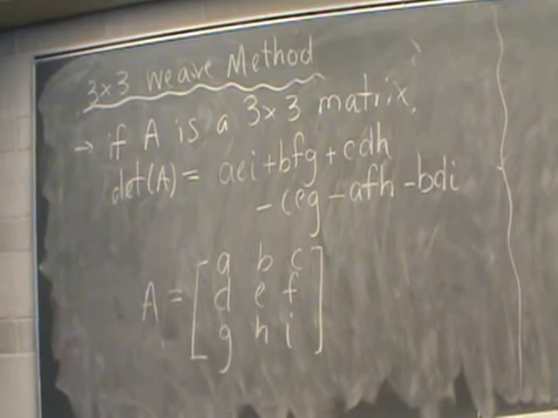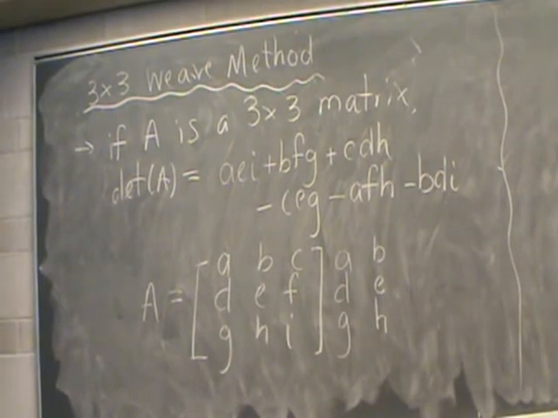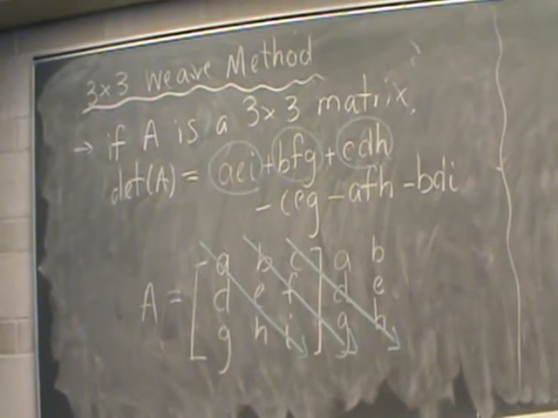So your first step is to adjoin the first 2 columns on the right-hand side of your matrix A. After you have adjoined those first 2 columns over on the right-hand side like so, you're going to start in the upper left corner of your matrix and draw 3 arrows down and to the right. Those 3 arrows are going to look something like this. So the first arrow we get is A, E, I, the second one is B, F, G, and the third one is C, D, H. That's where our first 3 terms come from. And those first 3 products get added together.